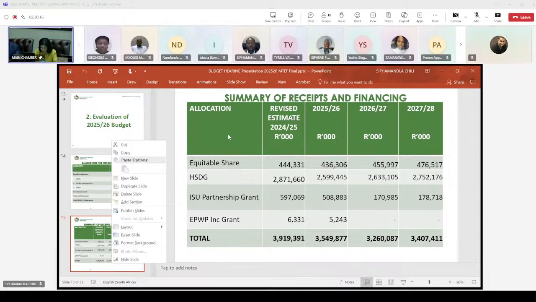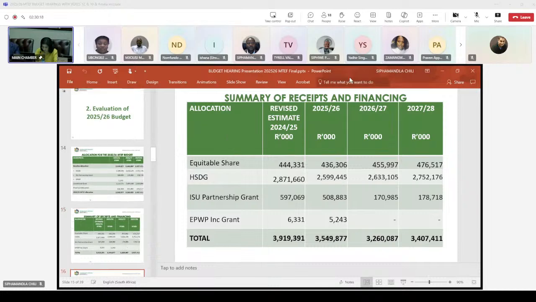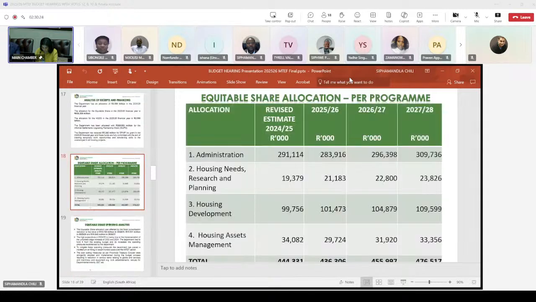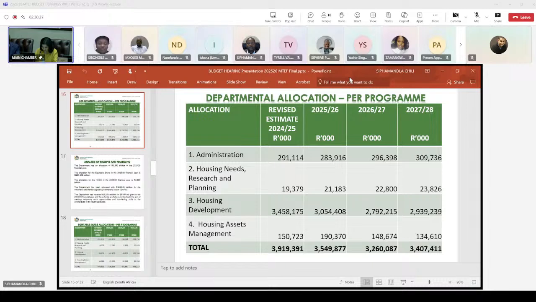In terms of allocation per program, our administration program, Program 1, 24-25 was 291 million, then it's 283, 296 and 309 million. Program 2, Housing Needs Research and Planning, was 19,3, it's 21,1, then 22,8 and 23,8. Housing Development is 3,458 for 24-25, it's 3,054 billion in 25-26, then 2,792 and 2,939.